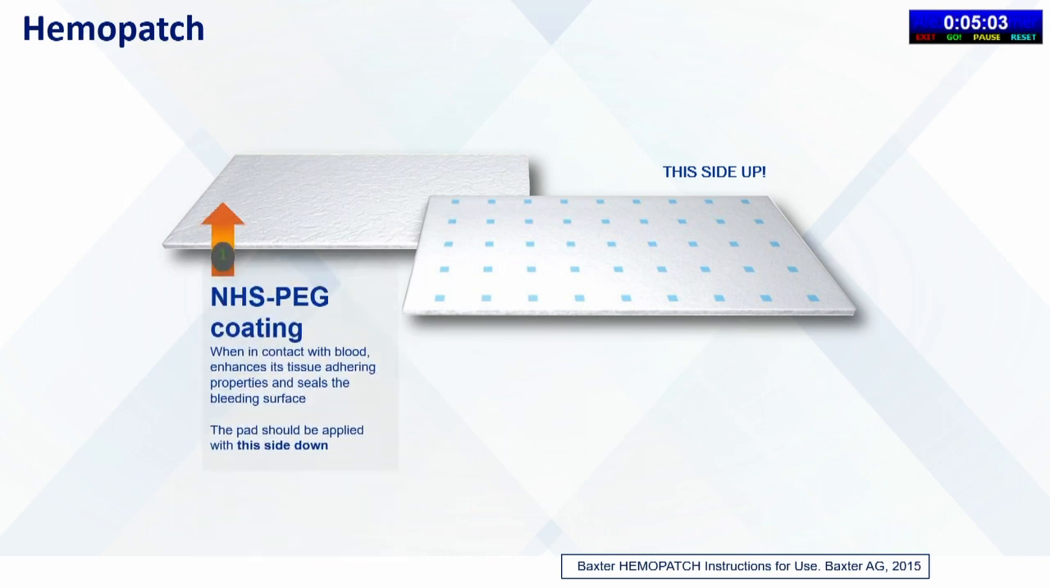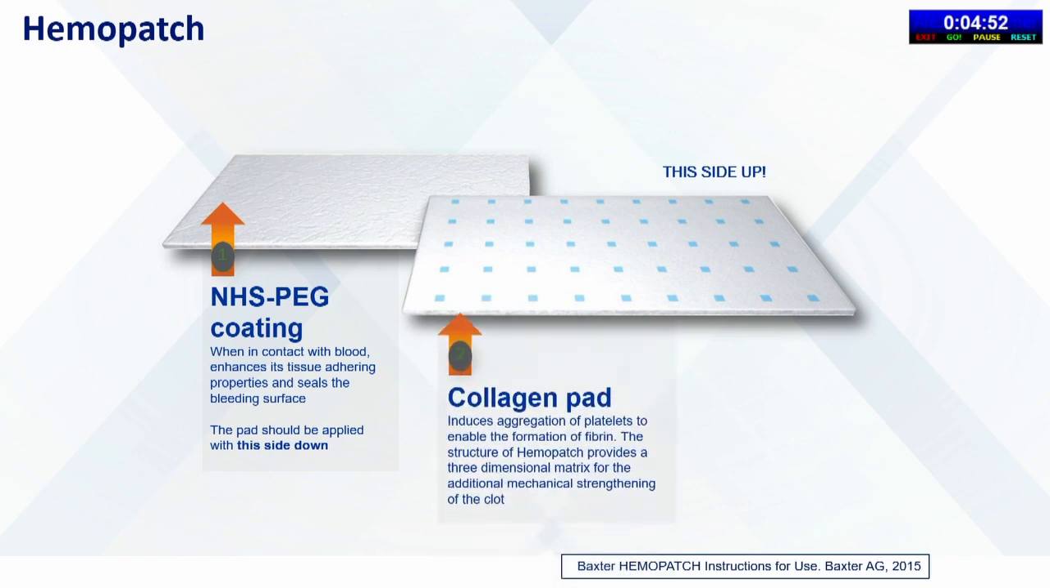The white surface, that's the underneath surface, contains a very thin layer of polyethylene glycol, which comes in contact with the blood, and it forms a very strong seal. It immediately sticks over there. Then the body is made from collagen, which activates platelets and forms a fibrin clot.